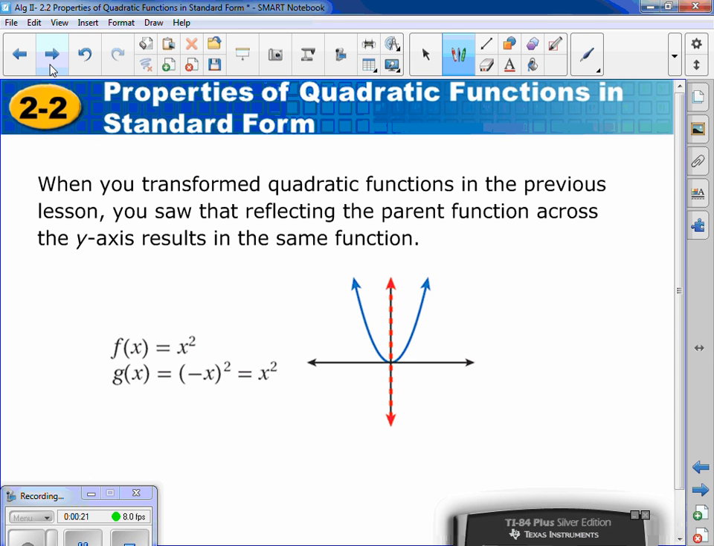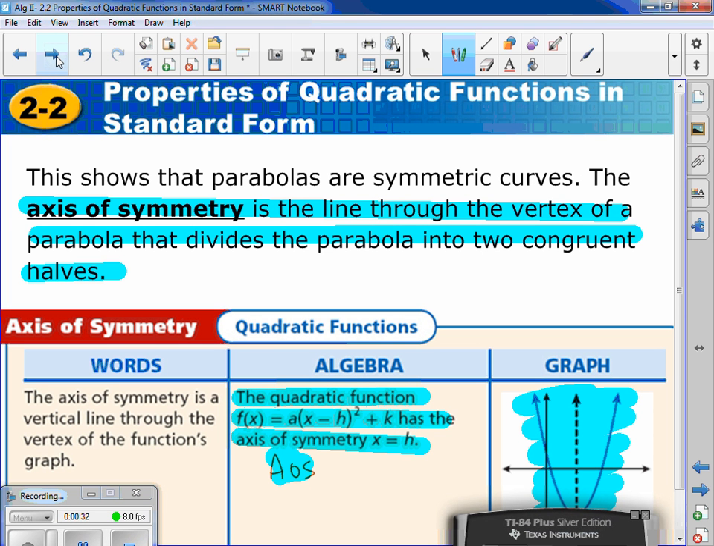When we transformed quadratic functions in the previous lesson, we saw that reflecting the parent function across the y-axis made the same exact function. That shows that parabolas are symmetric curves. The axis of symmetry is the line through the vertex of a parabola that divides the parabola into two congruent halves.